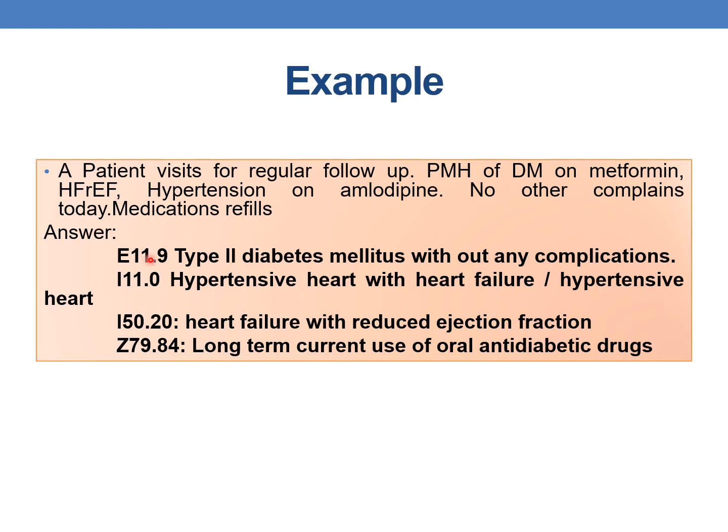So the appropriate codes would be first E11.9 to indicate type 2 diabetes mellitus without any complication, followed by I11.0 hypertensive heart disease with heart failure, and patient is having heart failure with reduced ejection fraction. The code for that is I50.20, heart failure with reduced ejection fraction, followed by long-term current use of oral anti-diabetic drug because patient is on metformin, Z79.84. So these are the correct appropriate codes for this scenario.